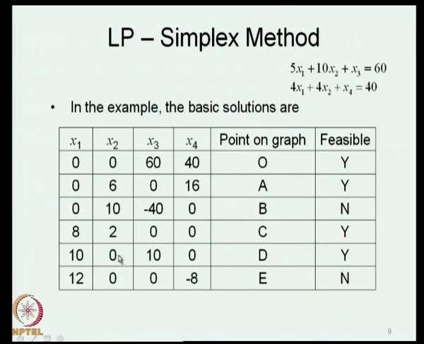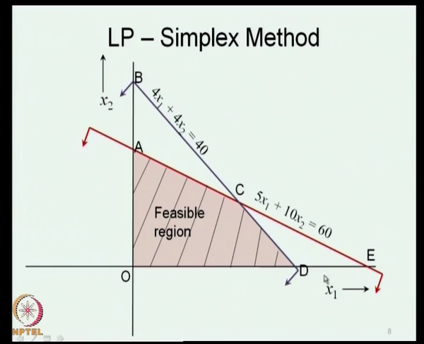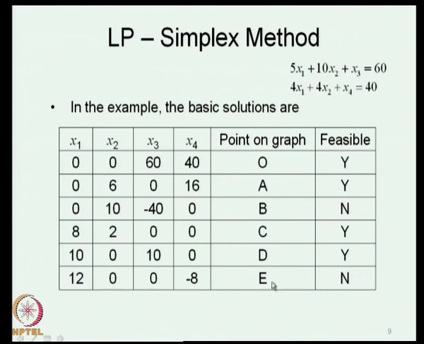And similarly, you set x 2 equal to 0, x 4 equal to 0, you get x 1 equal to 10 and x 3 equal to 10 by solving these two equations, that corresponds to point D here. And then you set x 2 equal to 0 and x 3 equal to 0, you get x 1 equal to 12 and x 4 equal to minus 8, which corresponds to point E here. That is point E, which is not feasible. So, these are the 6 basic solutions that you could obtain.